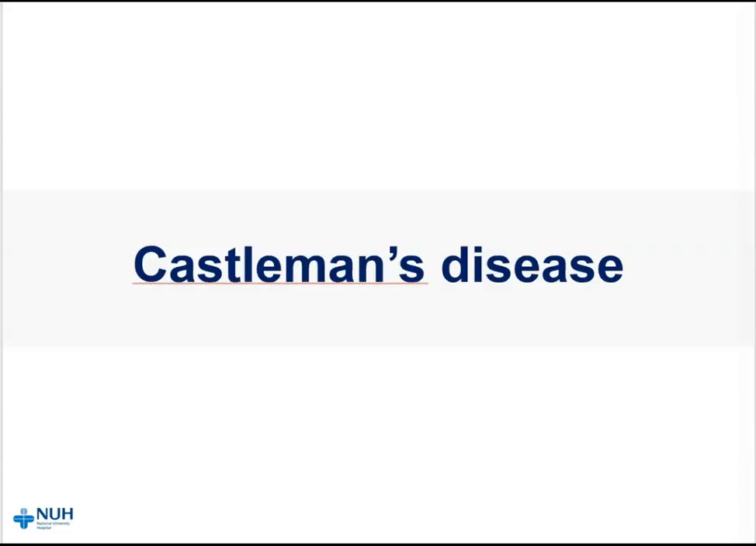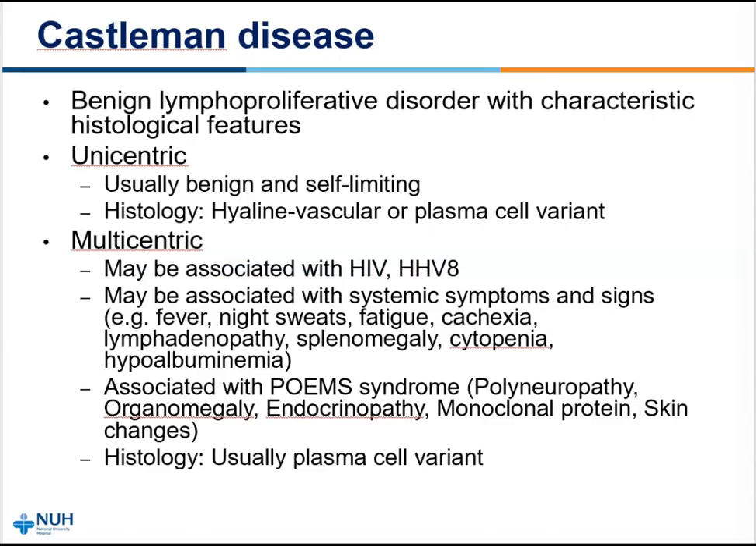Next, we look at Castleman's disease. Castleman's disease is a benign lymphoproliferative disorder of unknown etiology, but with characteristic histological features. They can be divided into unicentric cases presenting as a solitary mass and multicentric cases that can affect multiple organs. Unicentric Castleman's disease is usually benign and self-limiting. Microscopic examination may show either hyaline vascular or plasma cell variants, with the latter associated with more systemic symptoms.